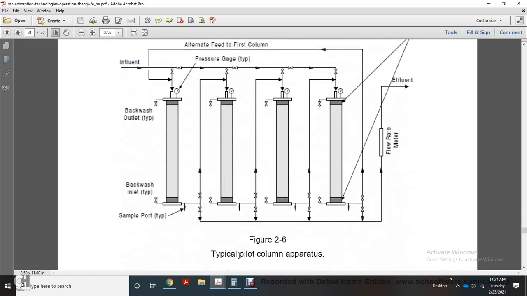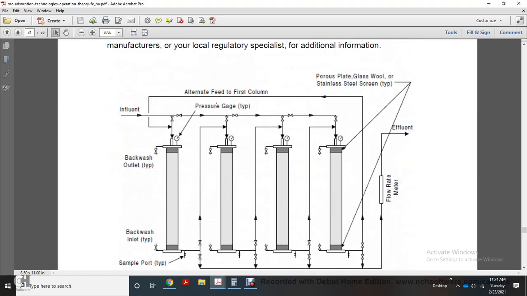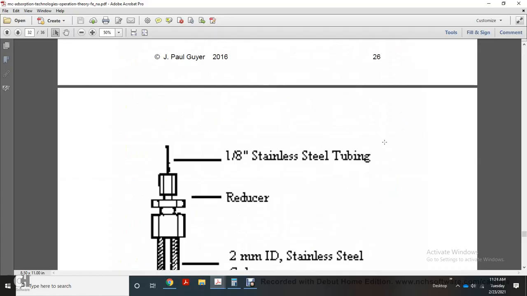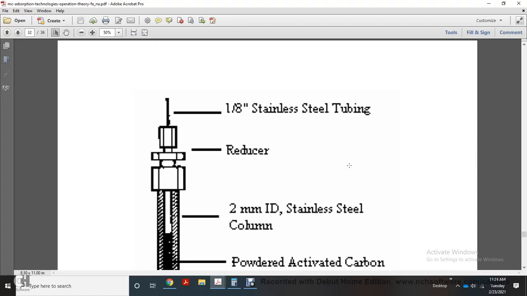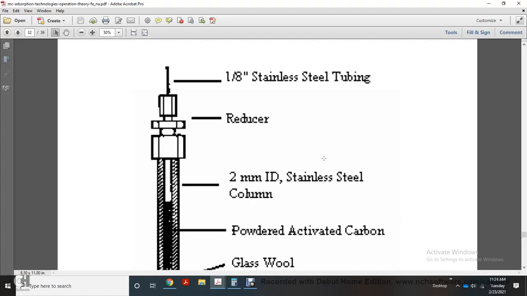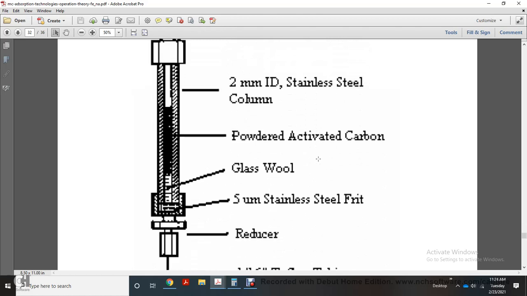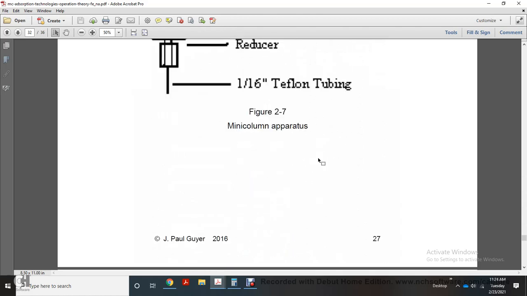Figure 2.6 shows the typical micro column apparatus: alternate feed, pressure gauge, influent, backwash, outlet tee, inlet tee, sample port, porous plate, stainless steel, flow rate meter, effluent. One-eighth inch stainless tubing reduced to 2 millimeter inside diameter column, stainless steel, powdered activated carbon, glass wool, stainless steel frit reducer, 1/16 Teflon tube.